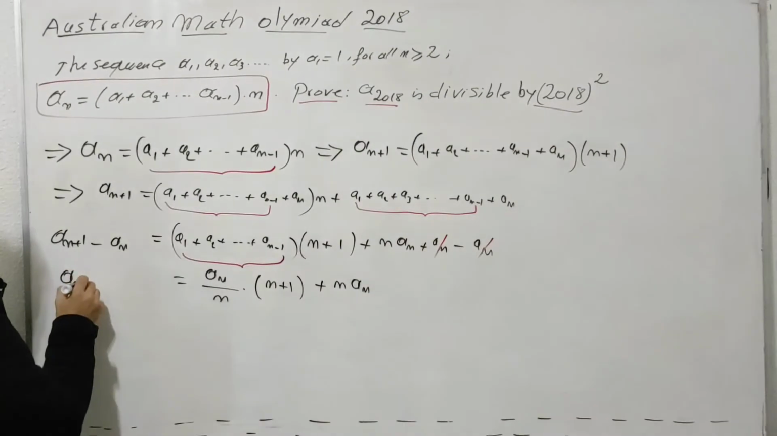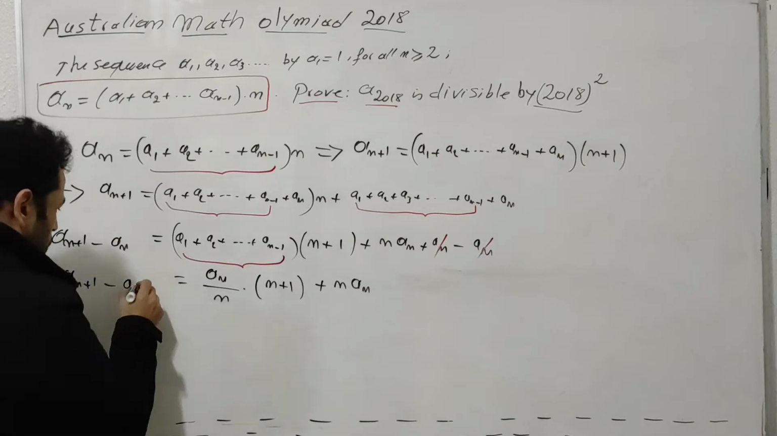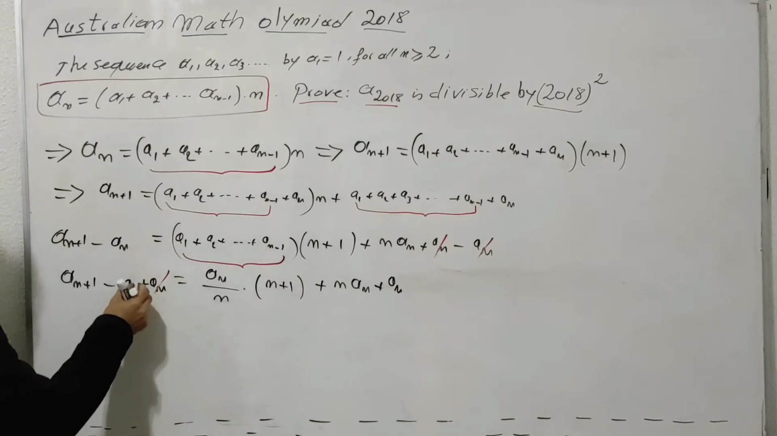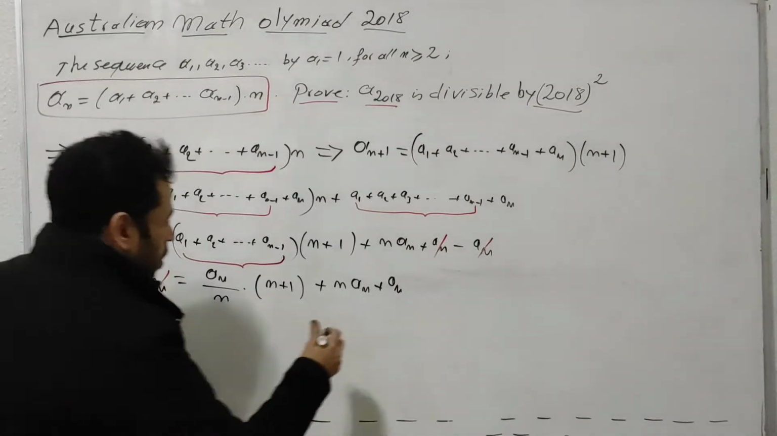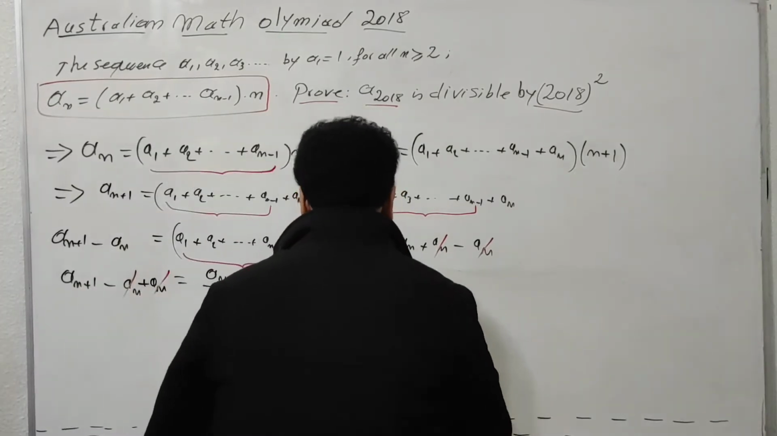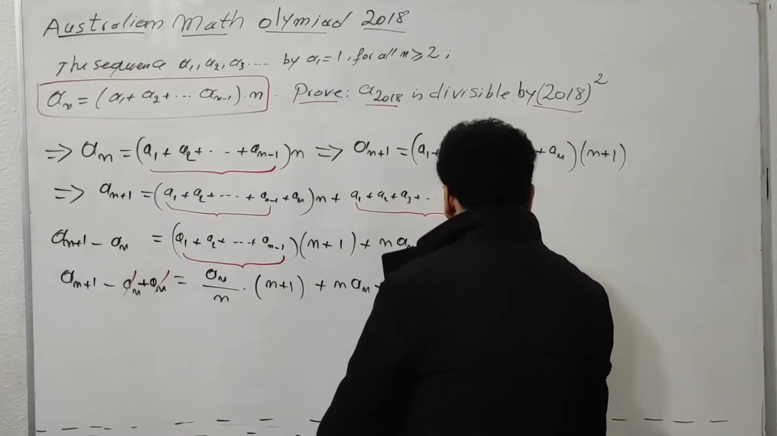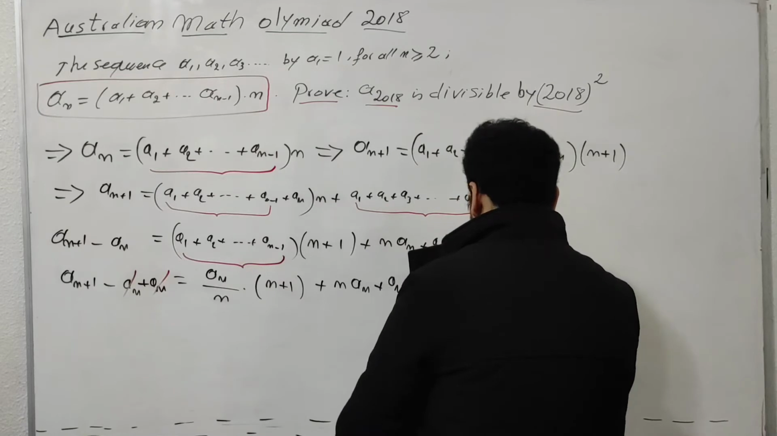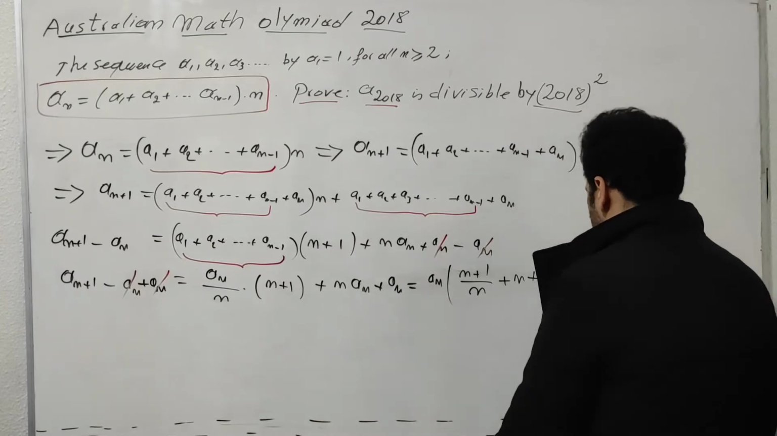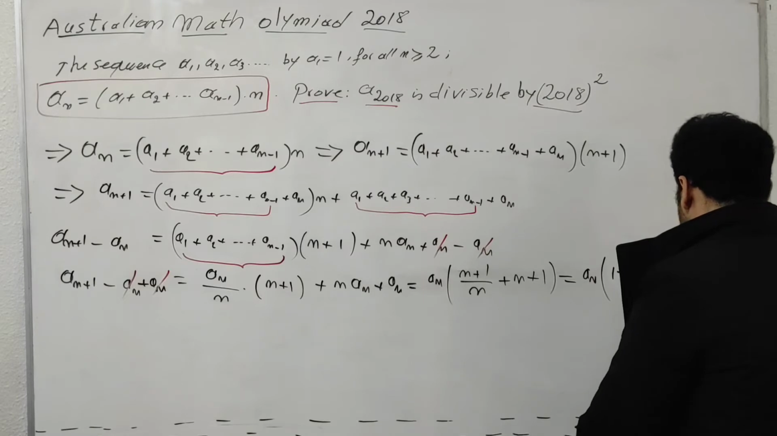We have a sub n plus 1 minus a sub n. I'm going to add a sub n on both sides, so we get a sub n plus a sub n. This a sub n will be cancelled out with this a sub n, and then I'm going to put a sub n as a common factor. I will get a sub n multiplied by n plus 1 over n plus n plus 1. I'm going to simplify this one more: I will get 1 plus 1 over n plus n plus 1.